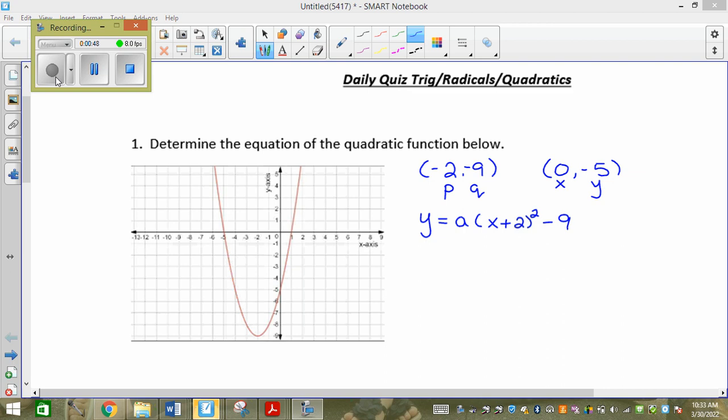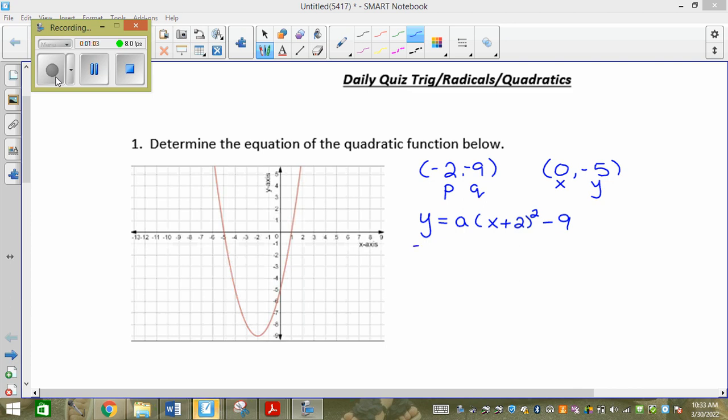-9. And then I need to plug in my x and my y because I have to solve for a, right? So you always have to solve for a because it's your vertical stretch factor. We always have to check for it. Also, you have to solve for a because sometimes it's concave down and your a needs to be negative, right?